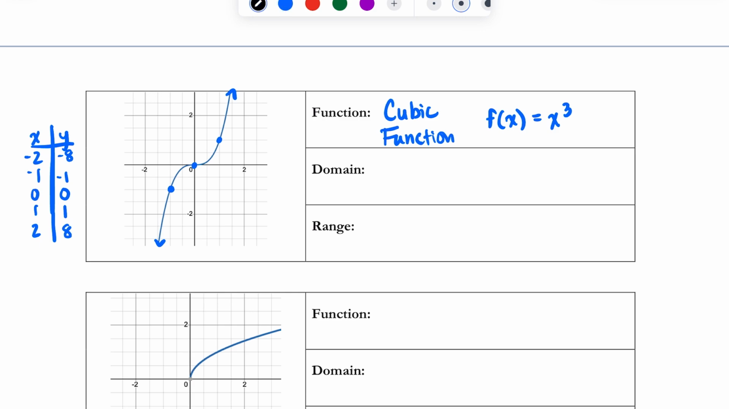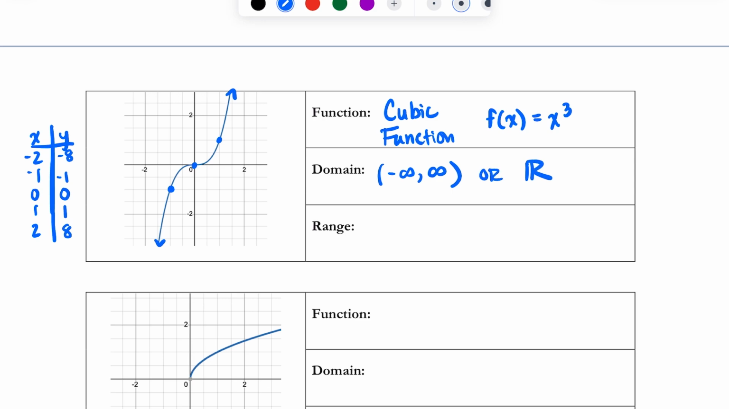Once again, this is going to pass that vertical line test. It's only going to touch at one location. So this is a function by that VLT. Then for our domain and range, remember domain is our x values, how far left to how far right. But since I have arrows going in both directions here, this means my domain has to be -infinity to +infinity, or I can also write that as all real numbers.